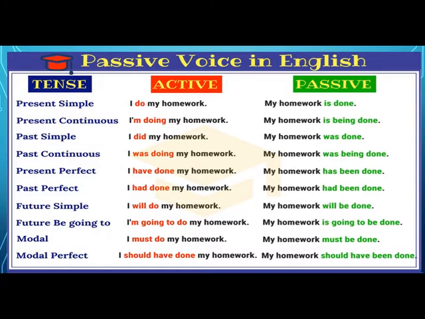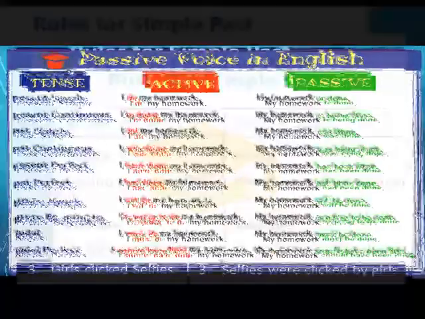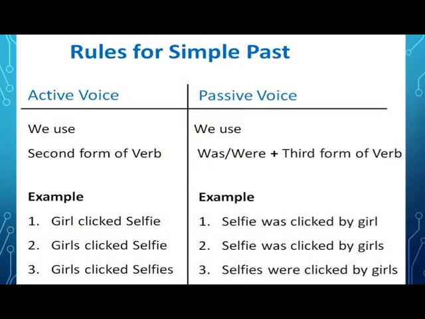So you can see for this slide the subtle differences in the past, present and future tense and how it changes the sentence. You've got to change some of the wordings and the suffixes at the end to make sure it makes sense. The rules for simple past. Active voice, we use second form of verb. In the passive voice, we use was, were, the third form of verb. Example, girl clicked selfie. The selfie was clicked by a girl.